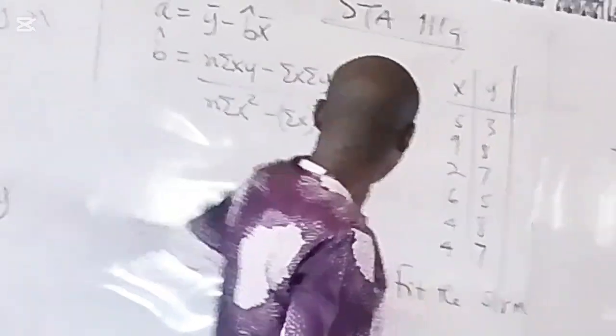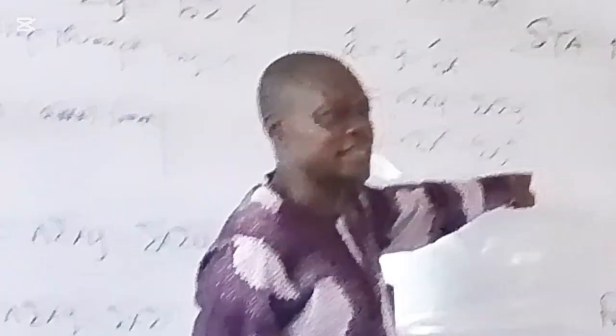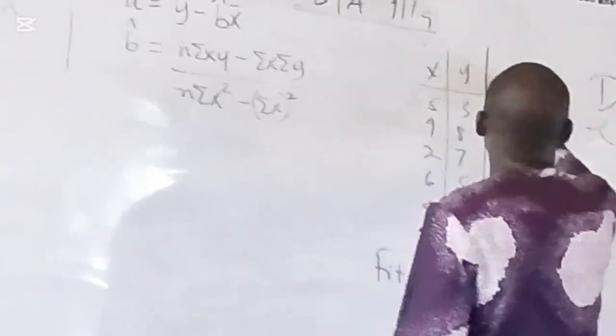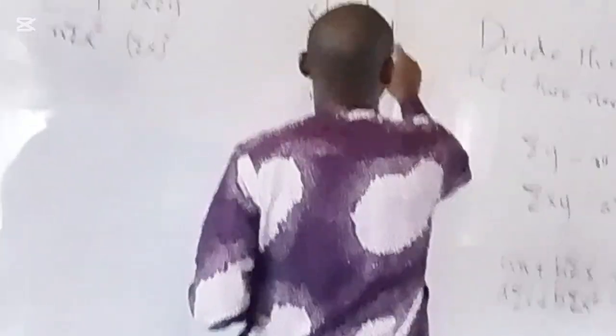S bar can be calculated from x. What about xy? Is xy there in that distribution? Did they give you xy? So we're going to introduce xy. What does it mean to say xy? x times y. So someone give us x times y. 5 times 3 will give us what? 15. 5 times 3 is 15.